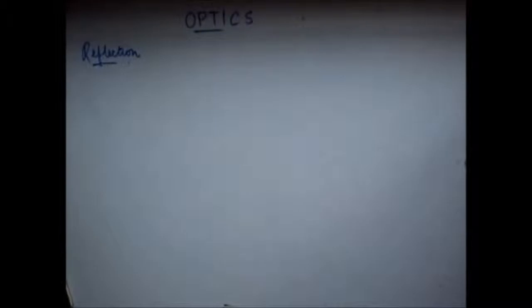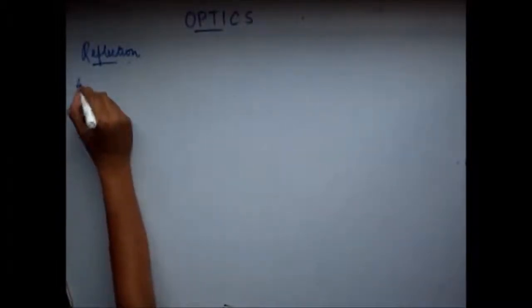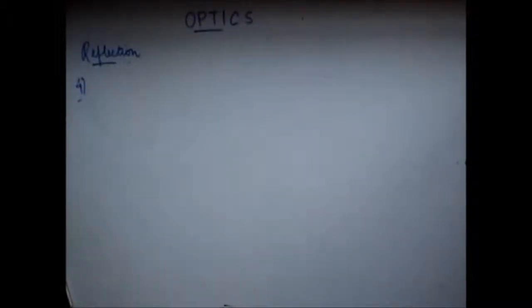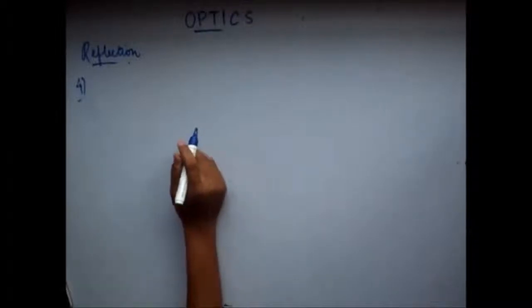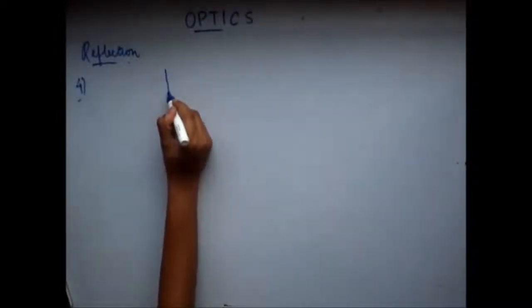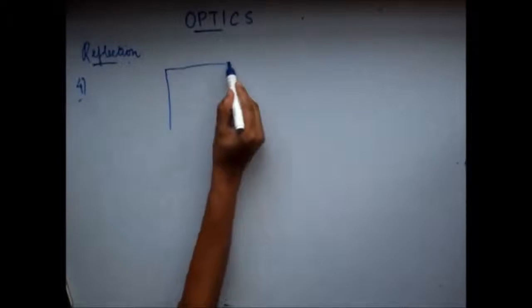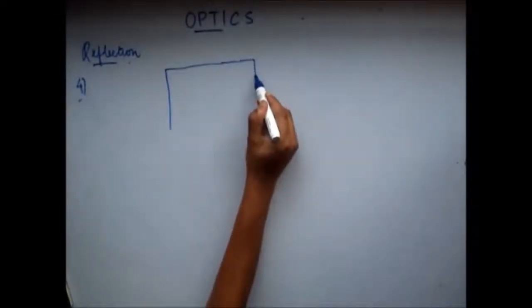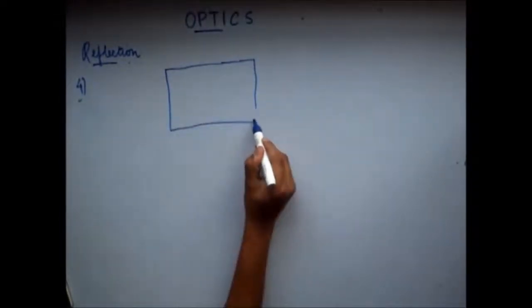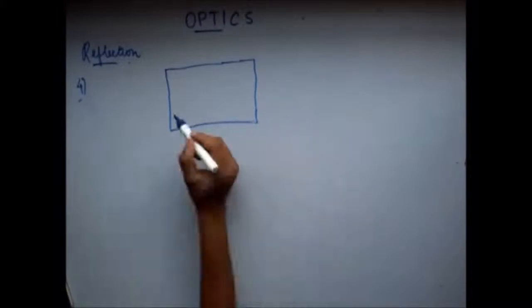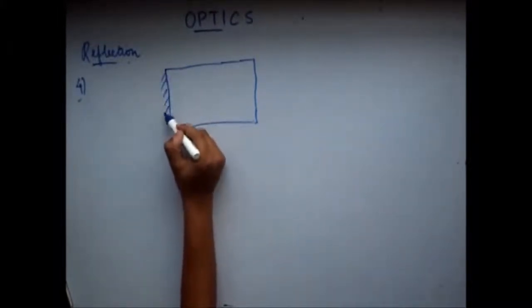The last question is one of my favorites because I really like the way this question is solved. The question is, you have a box whose surfaces are all made of mirrors.